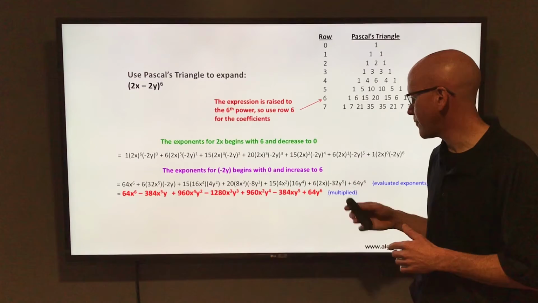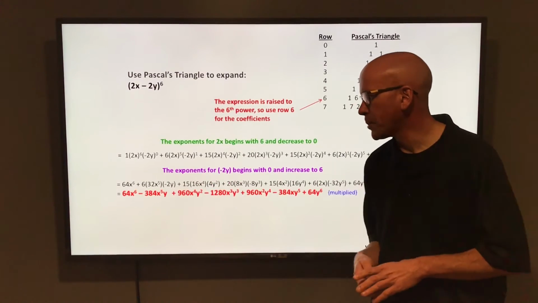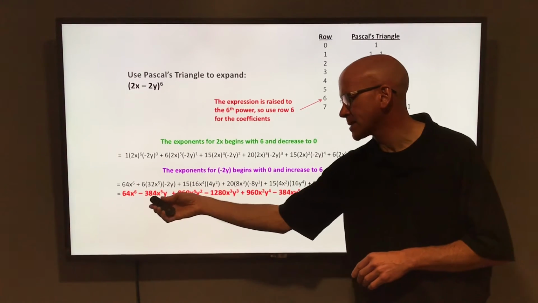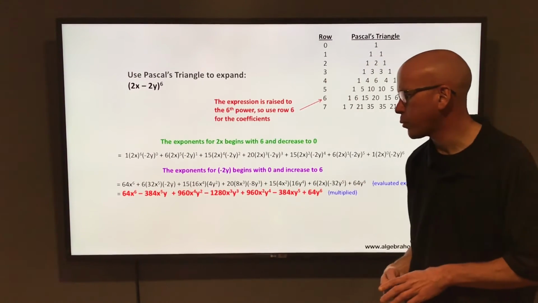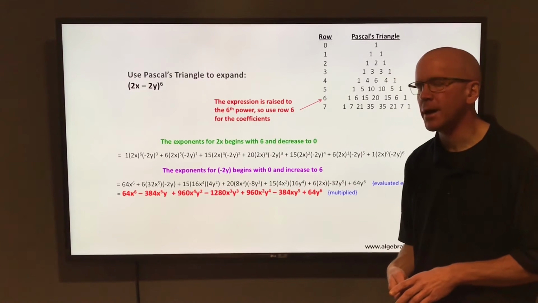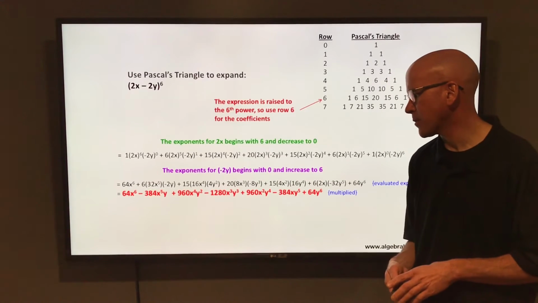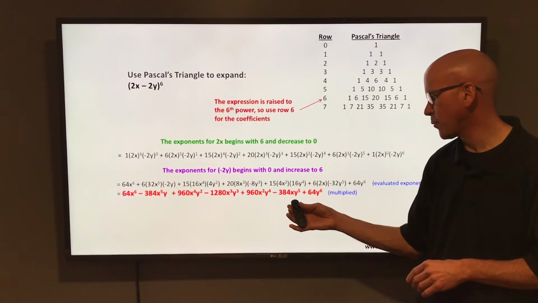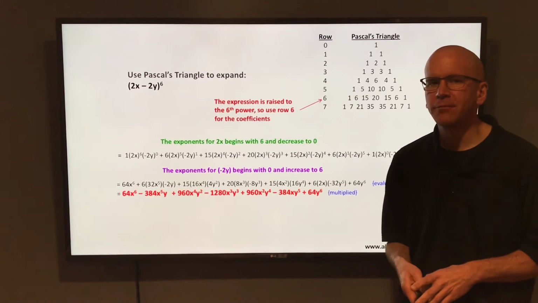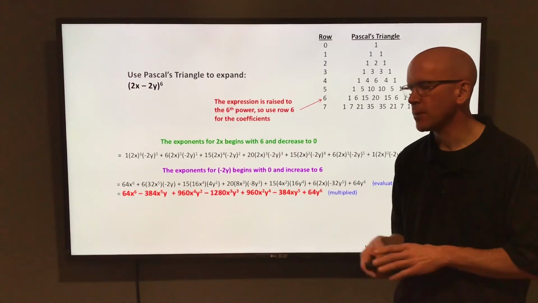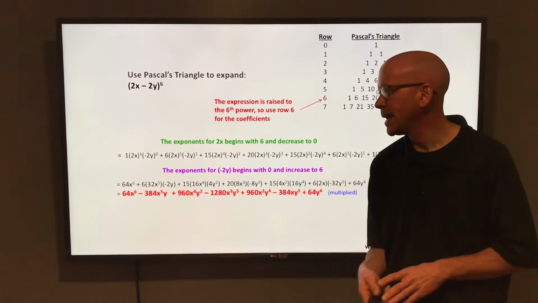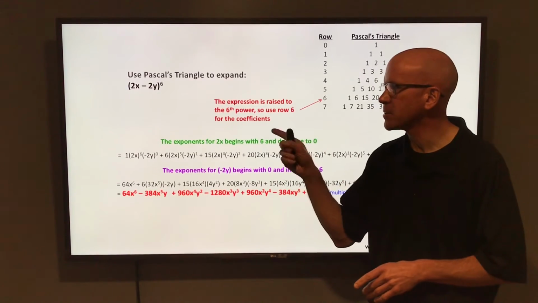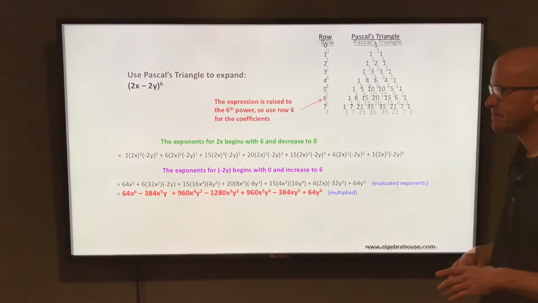Thank goodness, 64. So the final product, when you expand 2x minus 2y to the 6th power, you get 64x to the 6th minus 384x to the 5th y plus 960x to the 4th y squared minus 1280x to the 3rd y to the 3rd plus 960x squared y to the 4th minus 384x y to the 5th plus 64y to the 6th. One quick check your exponents. Make sure each pair of exponents adds up to that main exponent of 6. But that is the expansion of 2x minus 2y to the 6th power.